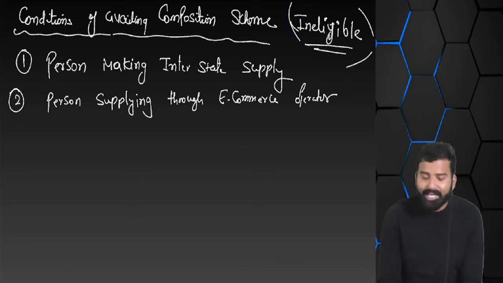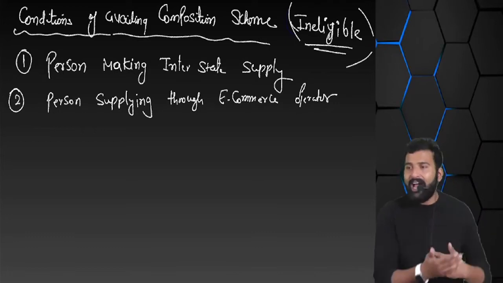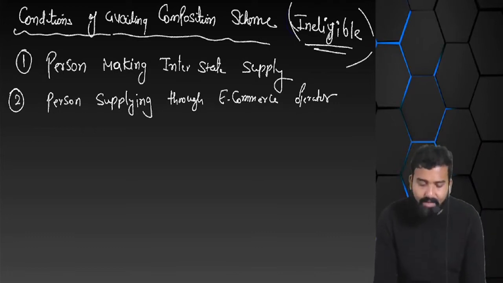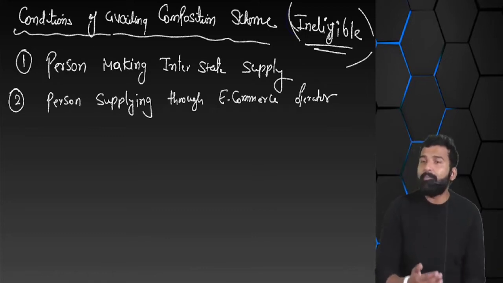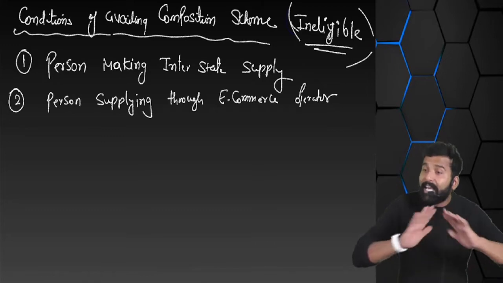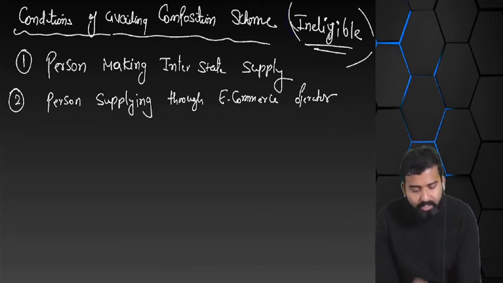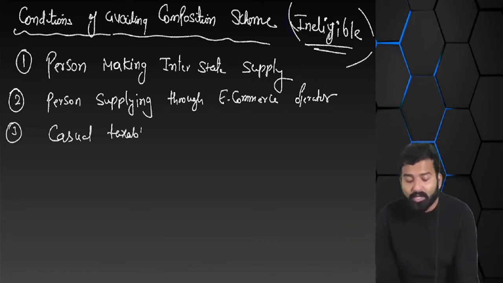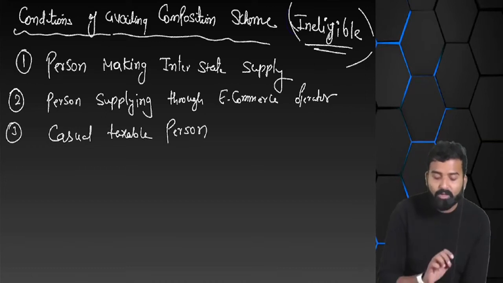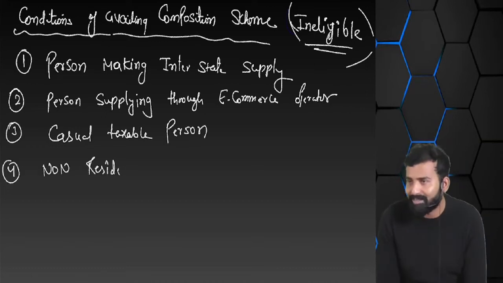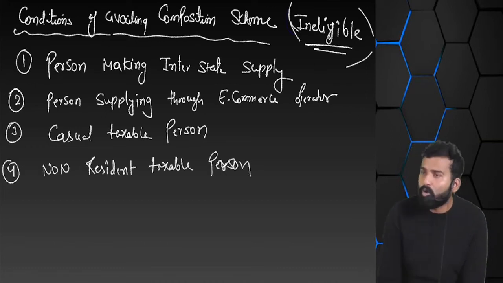So the very first condition is the person who is selling outside the state cannot avail composition scheme. Second, a person who is supplying through an e-commerce operator, like Flipkart or Amazon, cannot avail composition scheme. Third condition is a casual taxable person, and fourth one is non-resident taxable person. Have you heard this name before? What is casual taxable person and what is non-resident taxable person?